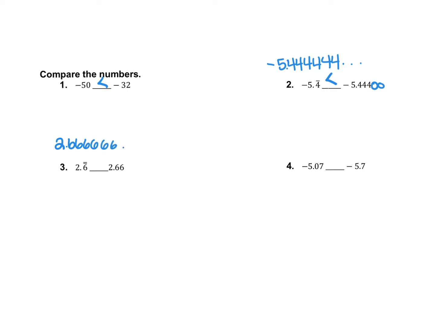It keeps going on and on and on, all right? So when we look at which one has a higher value, the one that's repeating has a higher value, and because it's on the positive side of the number line, this is going to be greater.